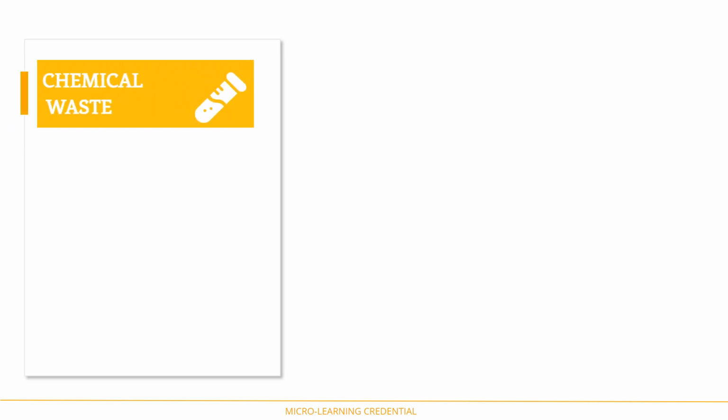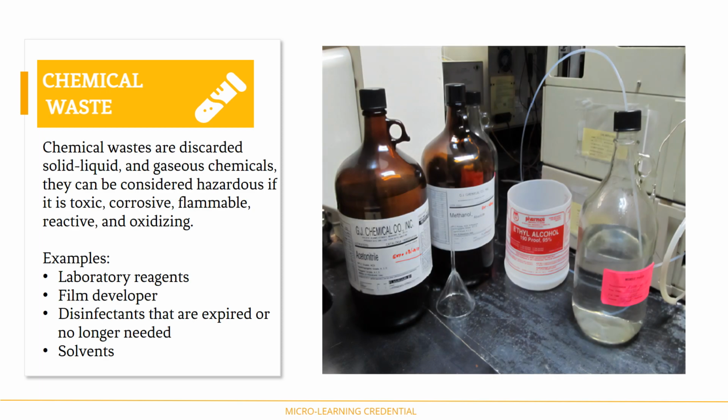Chemical waste. Chemical wastes are discarded solid, liquid, and gaseous chemicals. It can be considered hazardous if it is toxic, corrosive, flammable, reactive, and oxidizing. Chemical wastes consist of chemical substances such as laboratory reagents, film developers, disinfectants that are expired, and solvents.